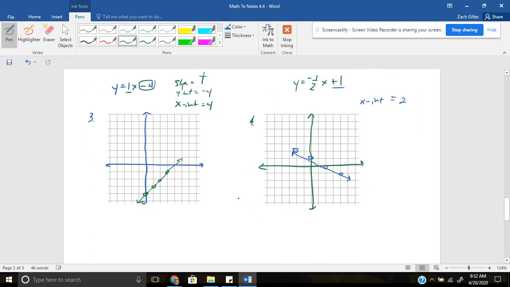All right, again, slope-intercept form, I like it because it's quick and easy. You can just use an equation to graph a line.